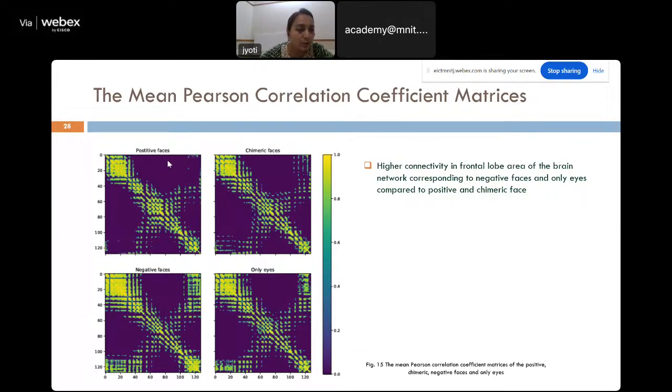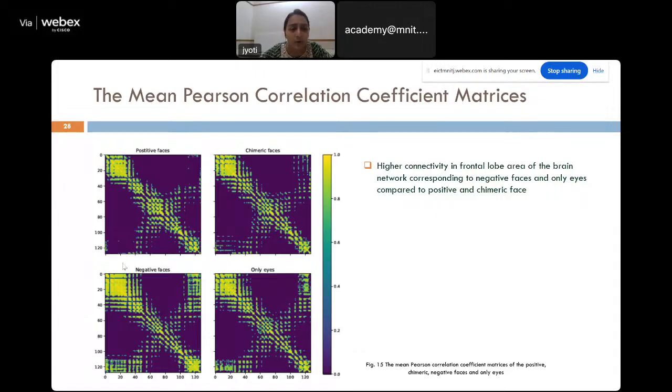So here we can see in positive phases there is no correlation or no activation in this area. In chimeric phases, a little bit of correlation we can see in the off-diagonal elements. In negative phases and only eyes, we can see very high correlation in the lower left and upper right side.